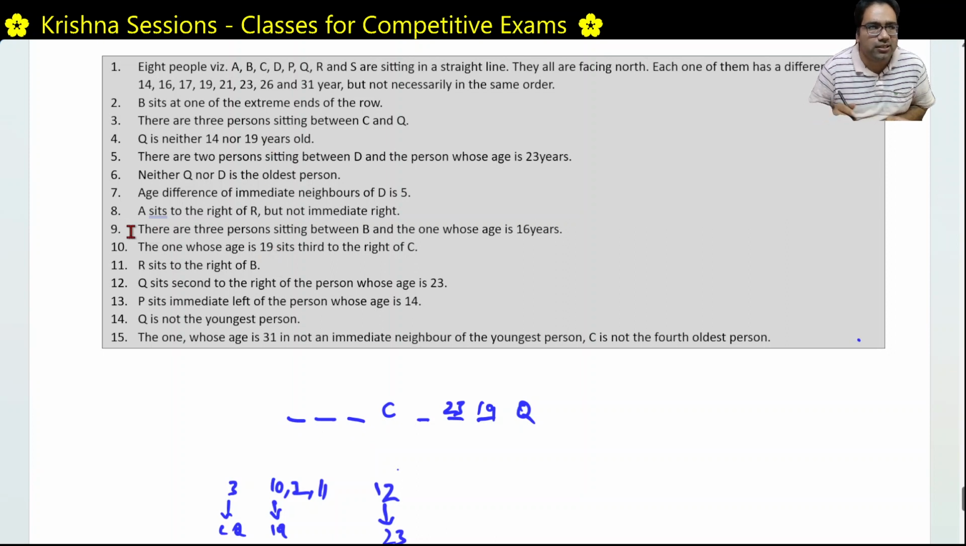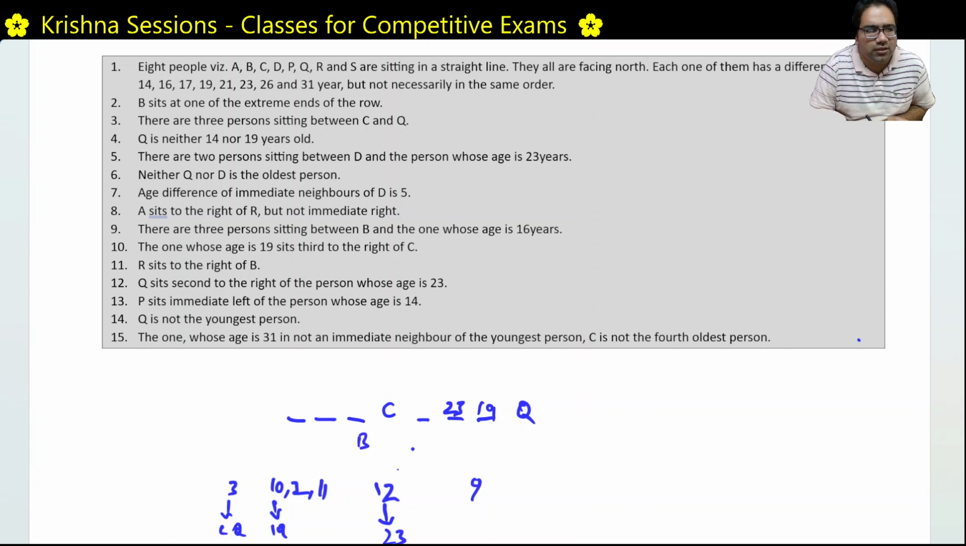condition number 9. Let's look at condition number 9. As per this condition, there are 3 persons sitting between B and the one whose age is 16. Let's assume B has to be somewhere left of C. Let's assume this is B.